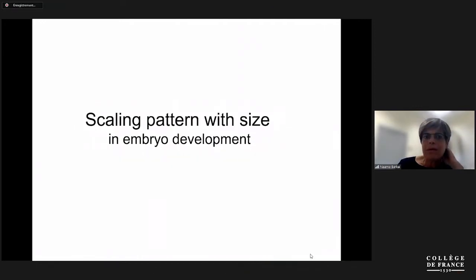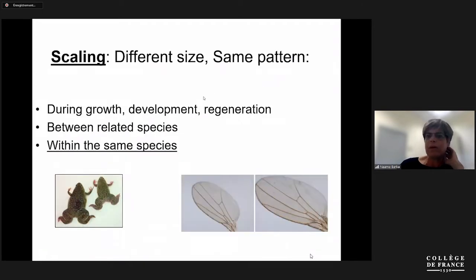So what is the problem of scaling? It's actually a problem that one sees when looking at any developmental system. It can be the fly, it can be the frog. Here is an example of two frogs. You see they look very much the same, except the size is different, but the body pattern is basically the same. This is another example to the right. This is the wing of the fly, the Drosophila, fruit fly. And you see again that the wings are of different size, but the pattern, the veins, look almost identical.